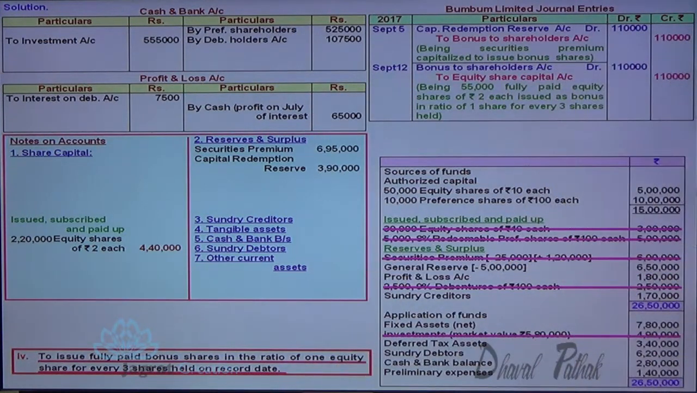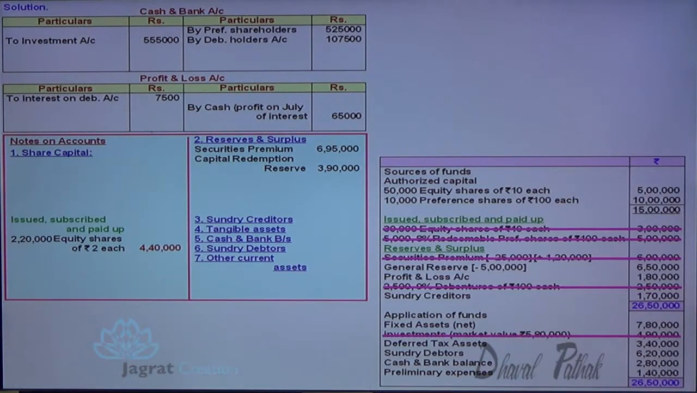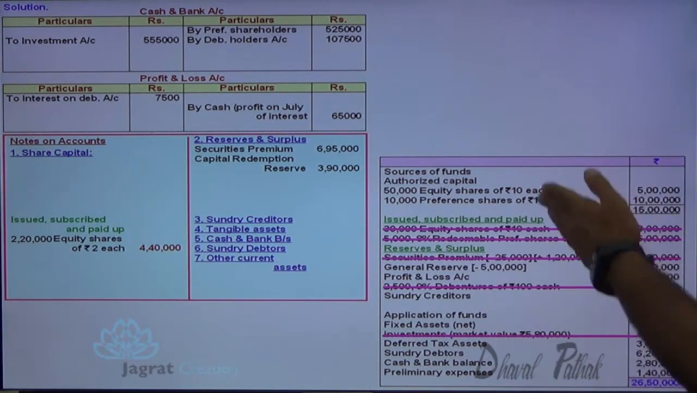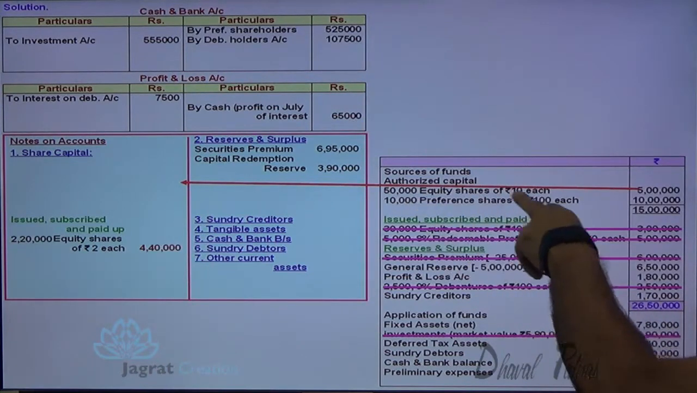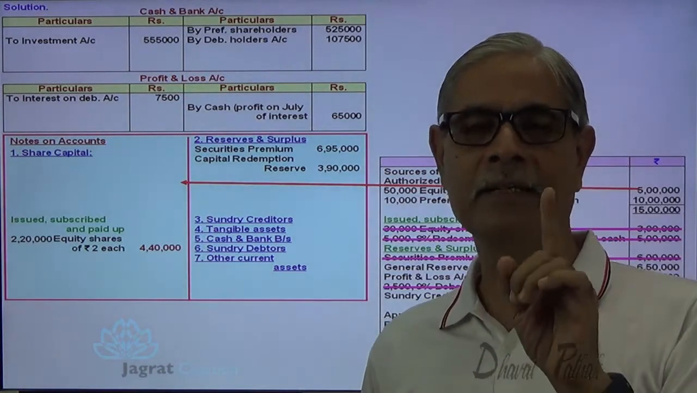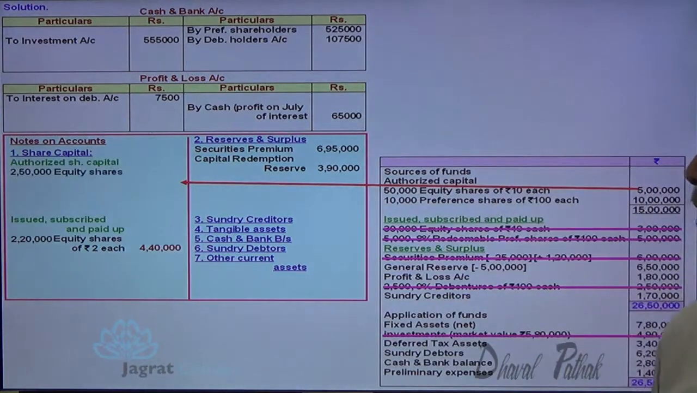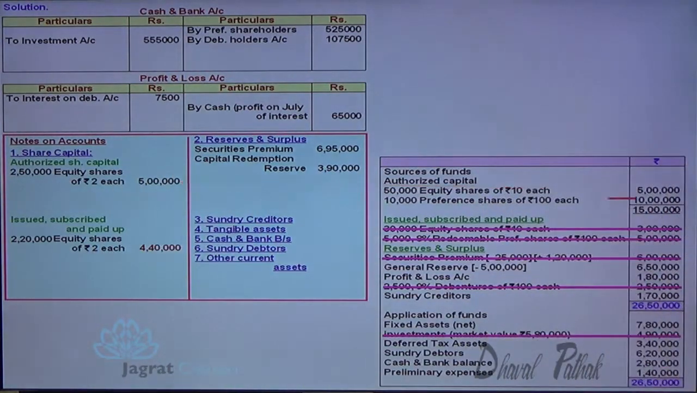Now after recording all these things, let me copy the remaining details of this balance sheet. These crossed items are already considered. So copy the remaining balances. 50,000 equity shares of rupees 10 each in authorized share capital, the split takes place, so share is recorded as 2 each. That's an important point. Preference share as it is, no change.